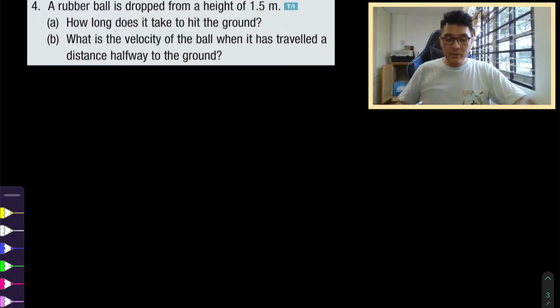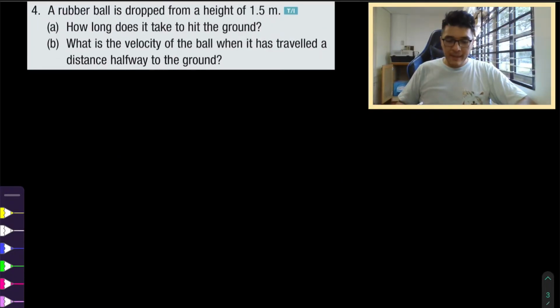All right, we're going to be looking at question number 4. And question number 4 reads, a rubber ball is dropped from a height of 1.5 meters. How long does it take to hit the ground? And what is the velocity of the ball when it has traveled a distance halfway to the ground?